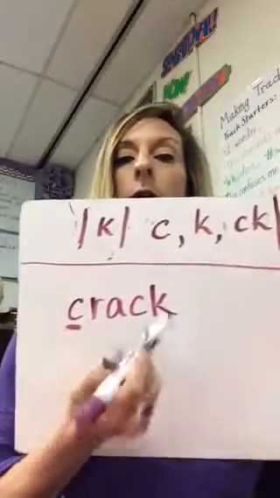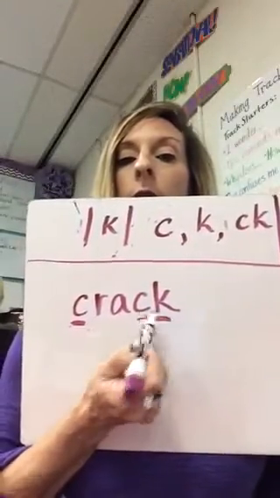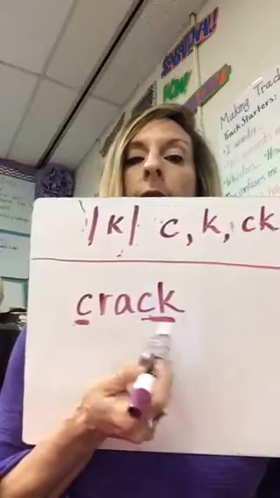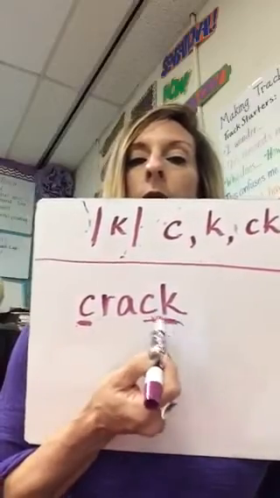Let's write crack. See what you think. Crack has two K sounds, so we have K here for crack and K or ack. So K here and K here. Okay. Next one, I want you to write the word second. Second. Okay, let's check it.